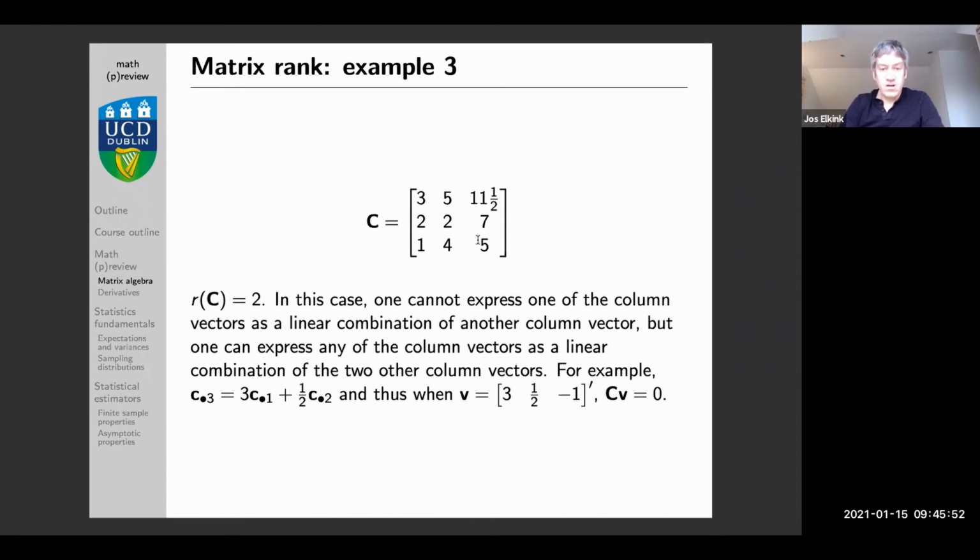So the third one is really 3 times the first plus half times the second. 3 times 9 plus half times 5 is 11.5. 3 times 2 plus half times 2 is 7. And 3 times 1 plus half times 4 is 5. So if we multiply this with the 3, half, and minus 1, we end up with a vector of zeros. So again, this is not a full rank. This is a rank of 2.